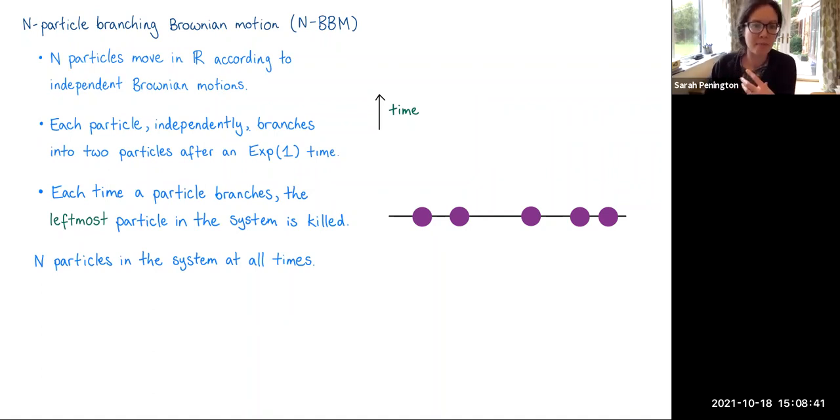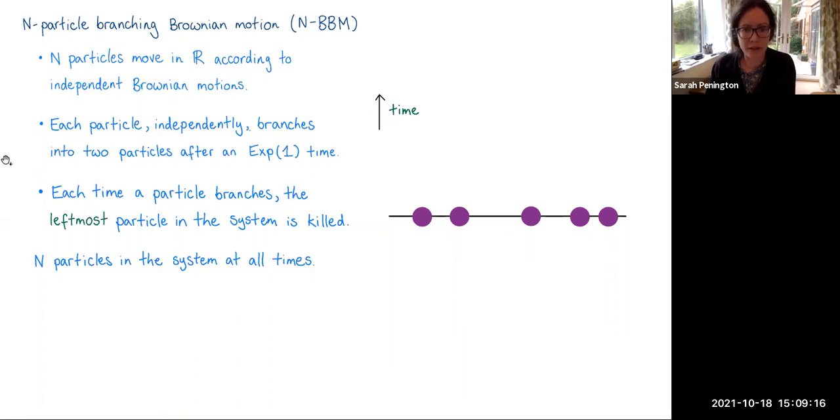So the NBBM consists of n particles that are moving around on the real line according to independent Brownian motions. And each particle is also carrying with it a clock that has an independent exponentially distributed amount of time on it with mean 1. And at the end of that time, when the clock rings, the particle branches into two particles. But each time a particle in the system branches, the leftmost particle in the system is killed. So there are exactly n particles in the system at all times.